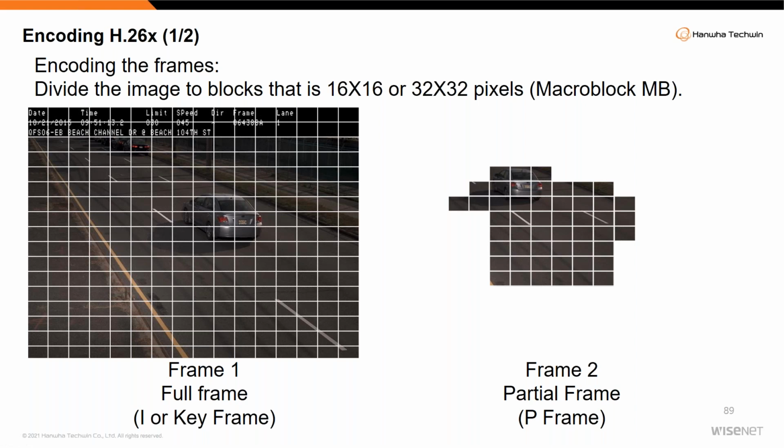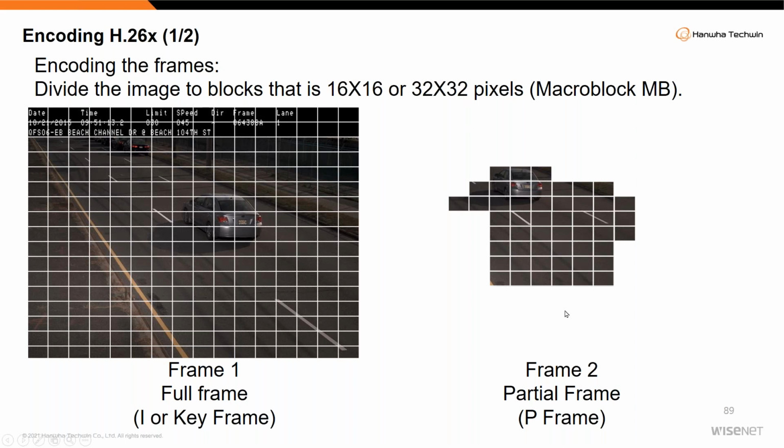Many vendors only migrated 2 years back. We developed the Wisenet 5 chipset in 2016 or 17, so we migrated to H.265 very long back. But most of them migrated after the life cycle of the previous product, which is 3 to 5 years. So they took some time to migrate.